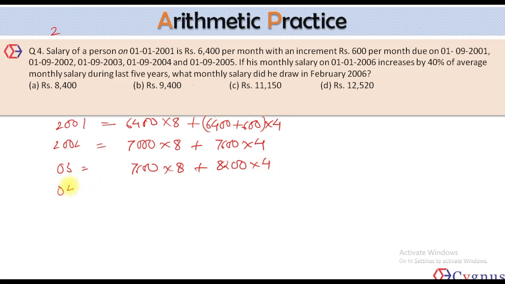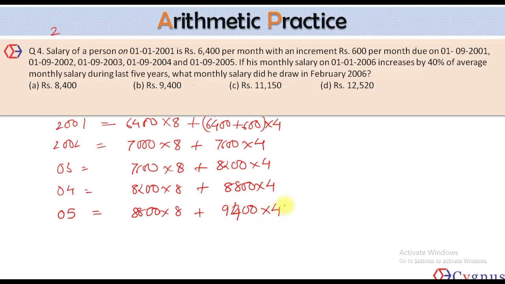Then in 2004, his salary will be 8,200 for the first 8 months, then 8,800 for the rest of the 4 months. In 2005, his salary would be 8,800 into 8 plus 9,400 into 4. This will give you the total salary for the first 5 years or previous 5 years.